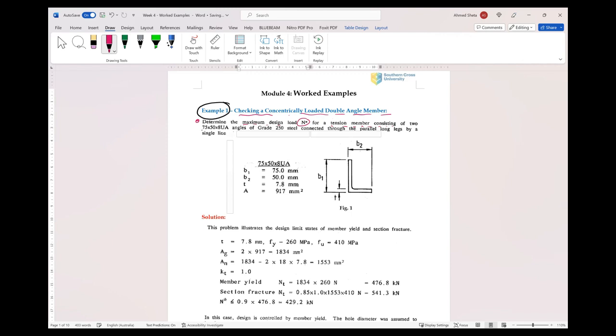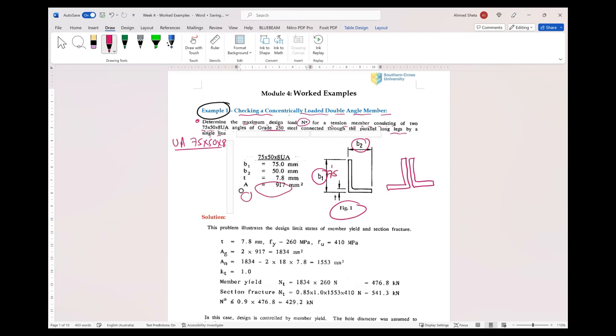two unequal angles 75 by 50 by 8. UA means unequal angle, as you can see here in figure 1. So the legs are not equal, B1 and B2. And the grade here is 250 steel, connected through the parallel long legs. So it will be something like this, by a single line of connection.